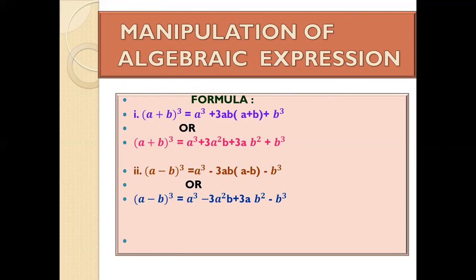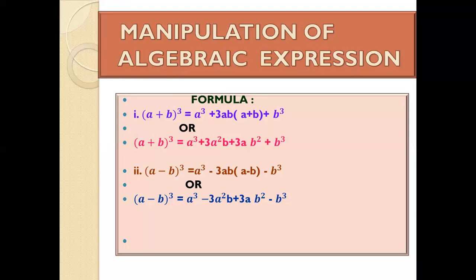Yes, the second one is a minus b whole cube. A cube minus 3ab into a minus b minus b cube. Again, in the next step I open the brackets and multiply 3ab with a minus b. No change in the formula. A cube minus 3a square b plus 3ab square minus b cube.